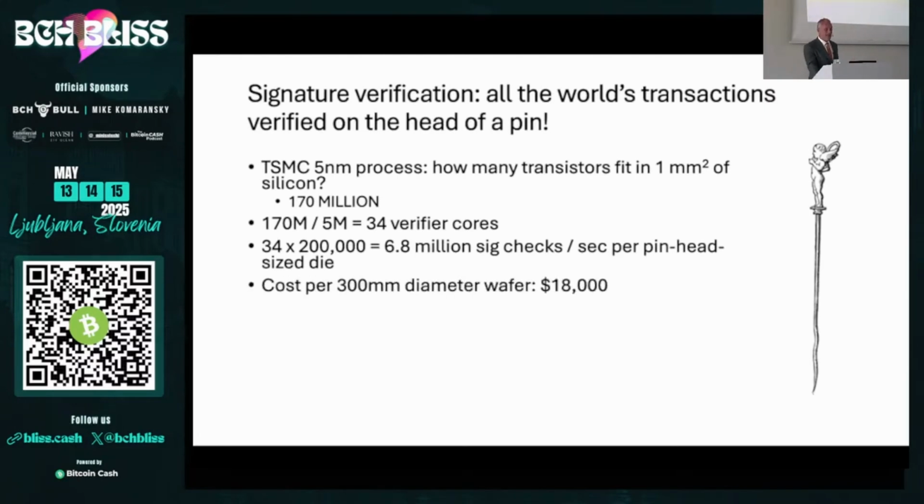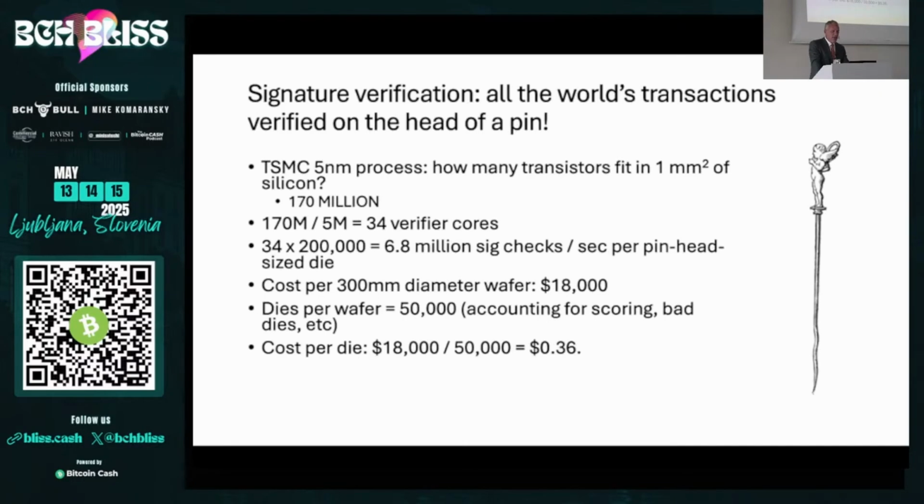How much do those pinheads cost? Well, you have to pay TSMC about $18,000 to make a wafer full of ASICs. These are 300 millimeter diameter wafers. Like wafers, they're about a foot in diameter. You slice them up to get your chips out. So a wafer gives you about 50,000 of these pinheads. So each chip, the silicon in it costs about 36 cents. So 1 millimeter, 36 cents, all of the world's transactions being verified.